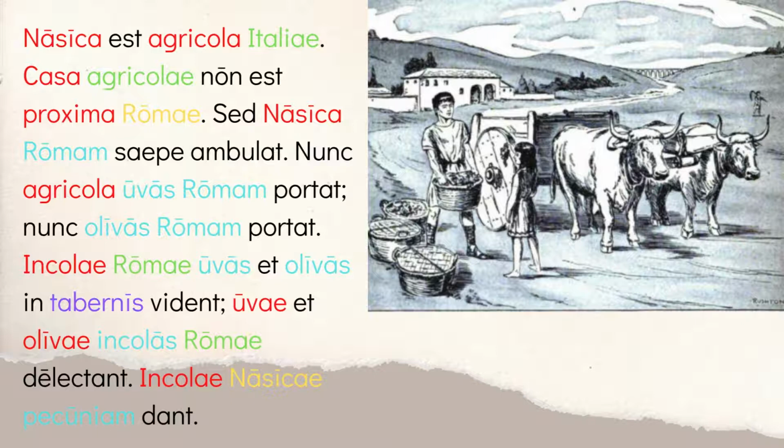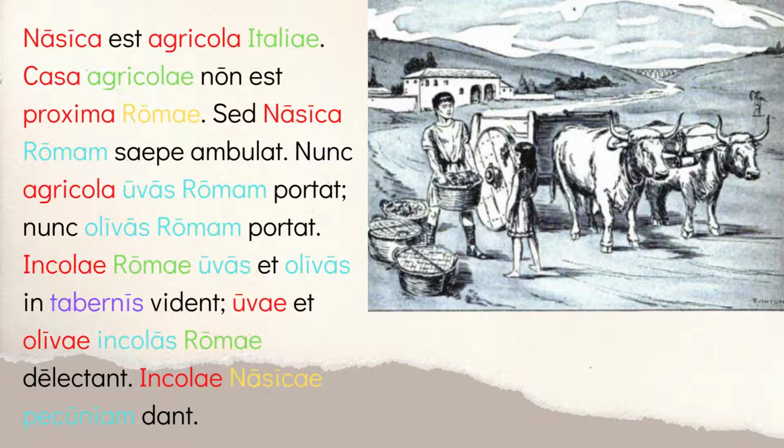Then you have sed Nasica Romam saepe ambulat. But Nasica, this character, this farmer, often, saepe, ambulat, walks, right? Often he walks. Romam. Here we have the accusative case without a preposition. We're going to translate it as motion to something. So to Rome. It's the name of a city. It's accusative. There's no preposition, right?